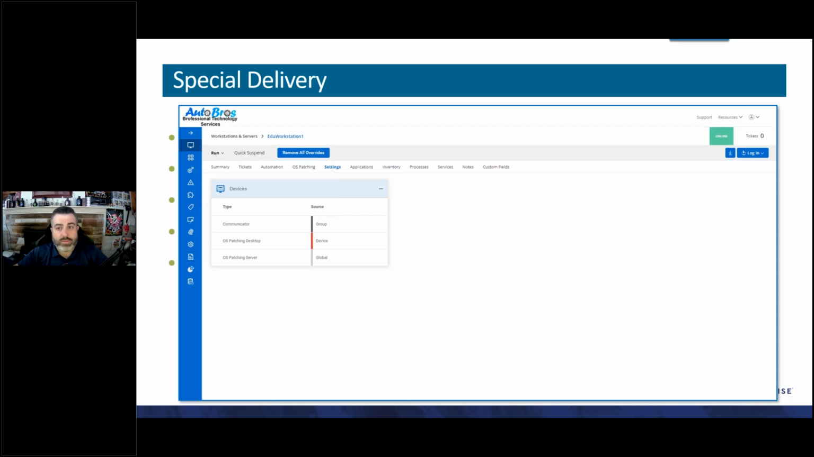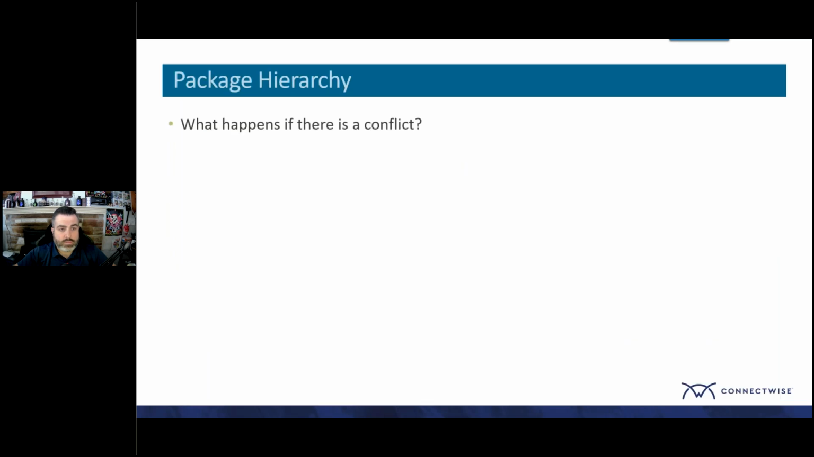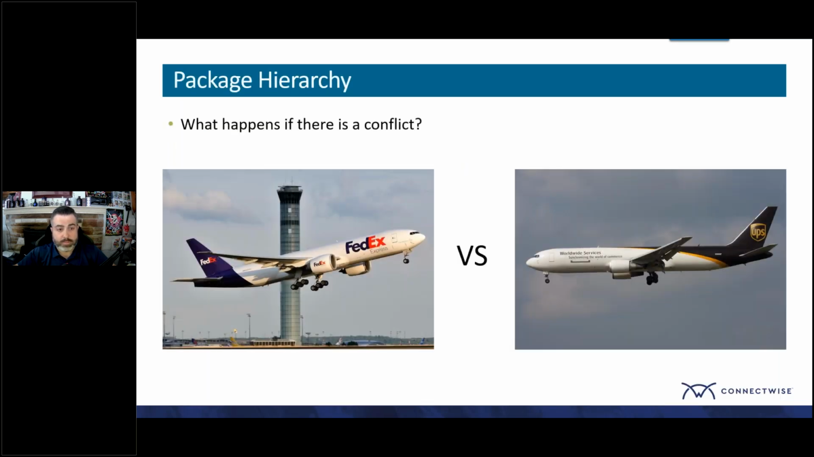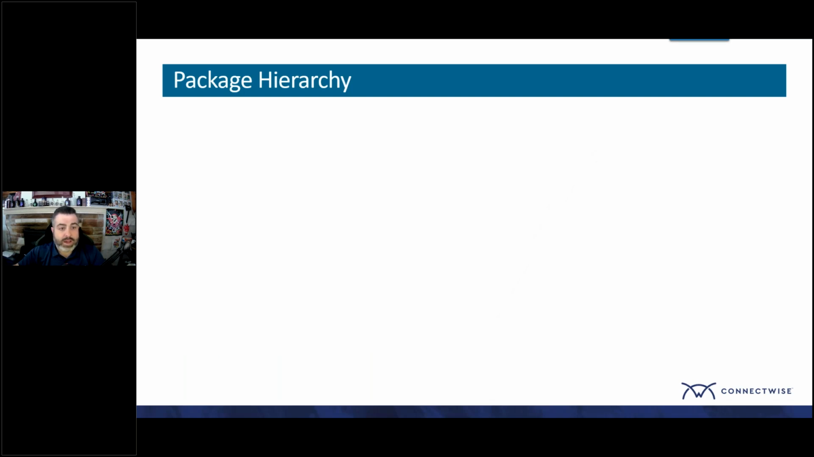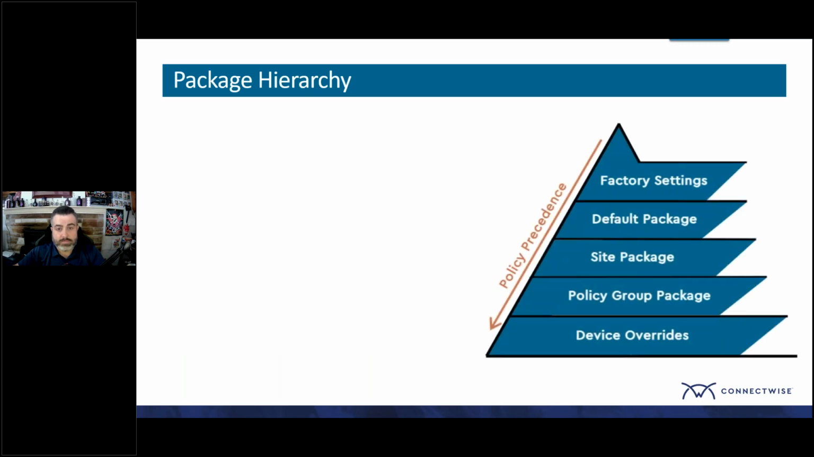So with those 5 levels in mind, as I mentioned before, the question is what happens if there's a conflict between the two. If you have a conflict of package delivery, you could have 2 systems fighting over settings in here. So we do have a package hierarchy in our system.